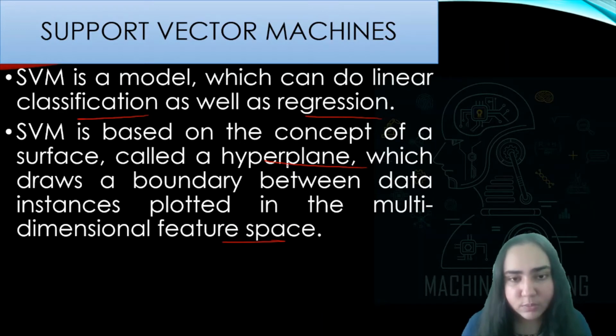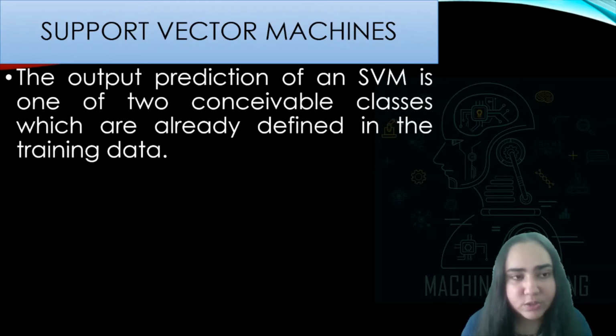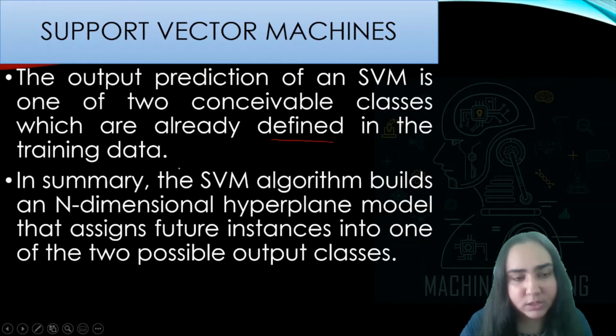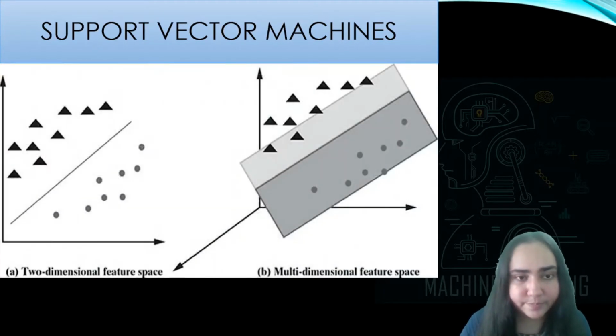Okay, so instead of one line, it is a hyperplane that classifies your data. Now, the output prediction of an SVM is one of two conceivable classes which are already defined in the training data. So in summary, what does this algorithm do? It builds an n-dimensional hyperplane model that assigns future instances into one of the two possible output classes. So there are two output classes, and it just performs classification of data into those two classes.